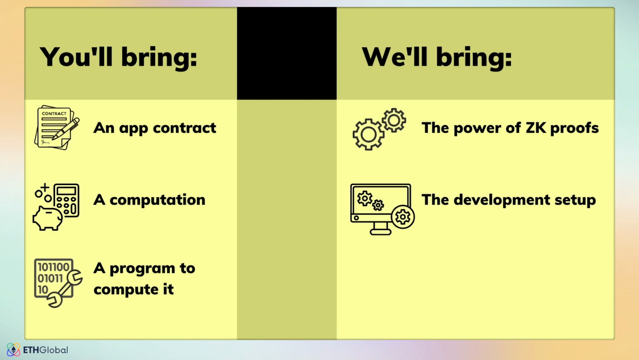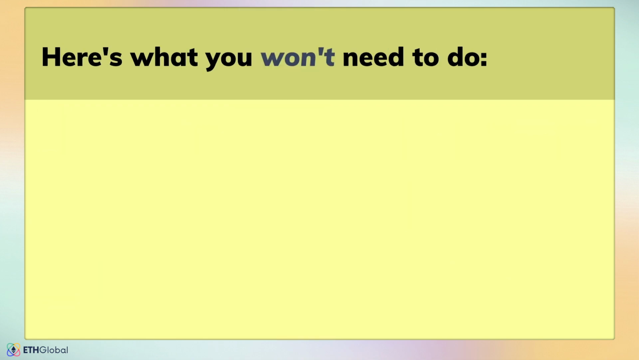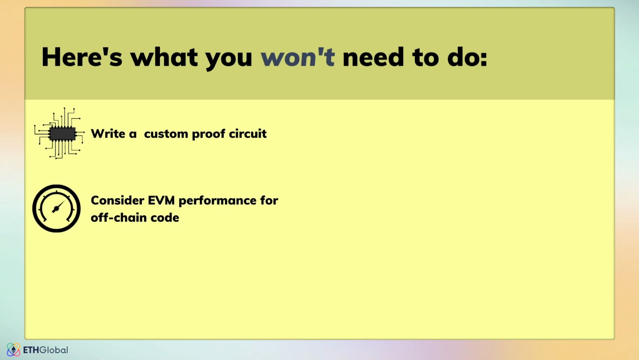And we'll get to what you're building in a minute, but I just want to emphasize you're working on your contract and off-chain program locally here with full Solidity tests and simple deployment steps. And this way you can just focus on solving your problem this weekend instead of learning a new API at the hackathon. So here's some things we're not going to ask of you. And I wanted to cover these because you only have 24 hours to work on a project. So you don't have to write a custom proof circuit in a weekend or at all. You don't have to think about EVM performance for your off-chain code.